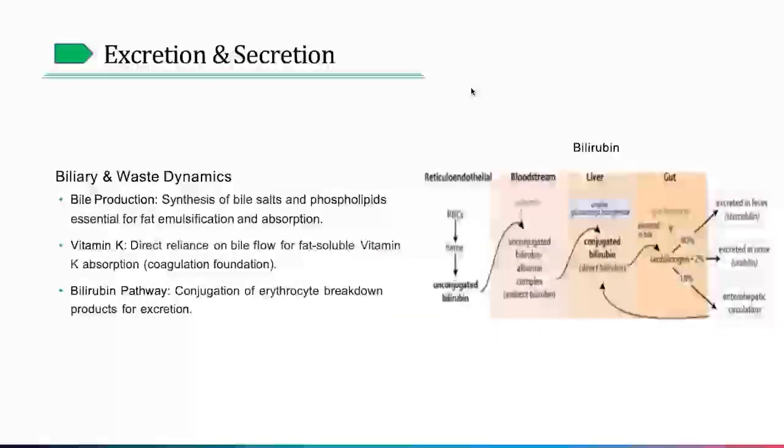So excretory functions wise, the hemoglobin in expired red cells is converted to bilirubin in the liver, and then it is converted to urobilinogen, which can be excreted. And there's bile production. The bile is produced from cholesterol in the liver, and it is secreted. So bile will help with fat emulsification and absorption, and also absorption of vitamin K.